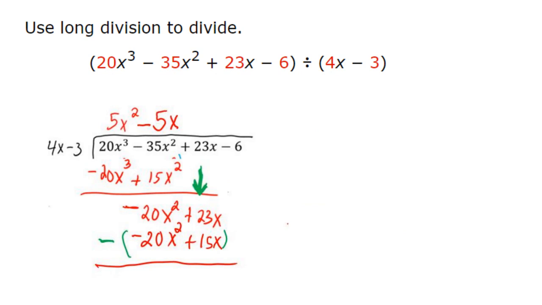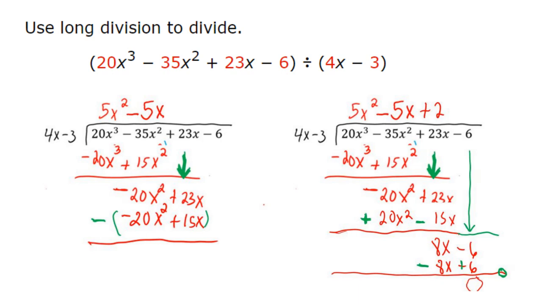Okay, so I have my result here, but remember we have to subtract. So we're going to distribute this negative times a negative. It's going to make that a positive 20x squared. And negative times a positive 15x will make it a negative. Okay, so we have it right here. And so if we add these together, then that's 0. And 23x minus 15x is going to give me an 8x. And then I'm going to bring my next number down, which is negative 6.